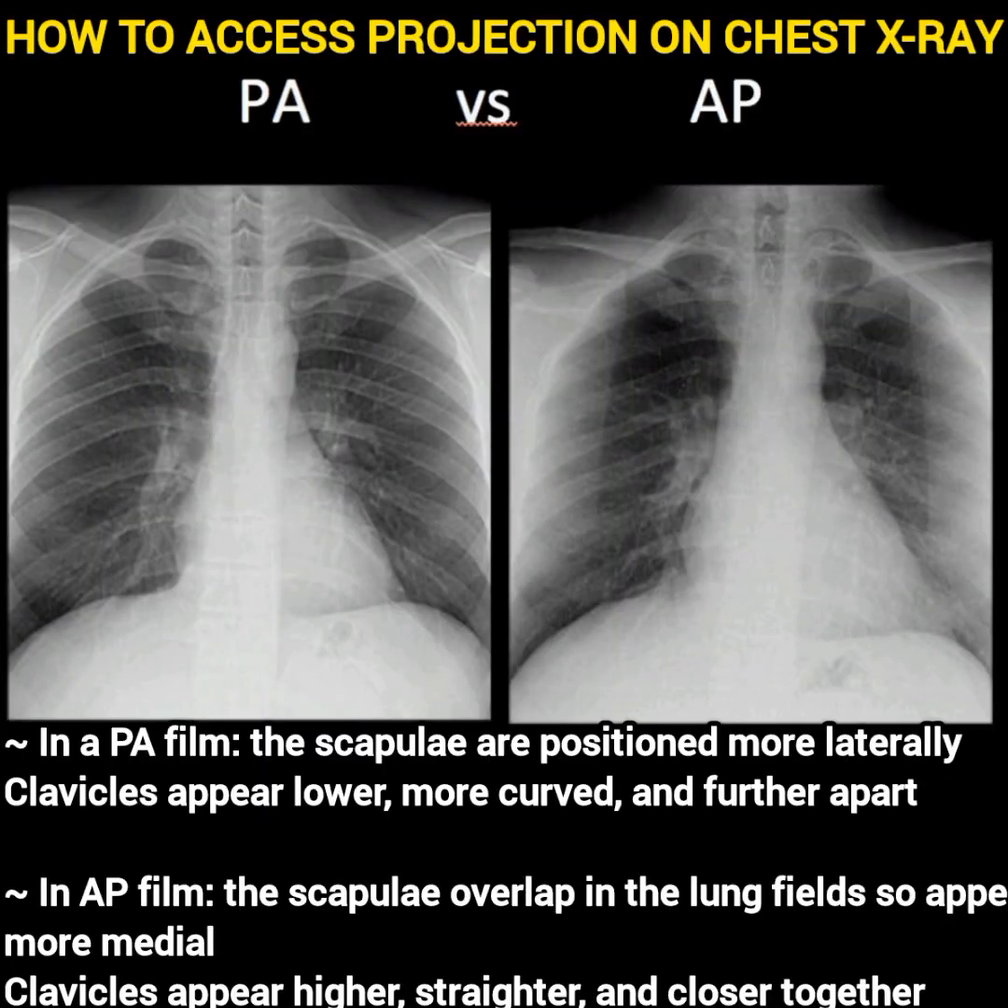In a PA film, the scapulae are positioned more lateral and the clavicles appear lower, more curved and further apart. In an AP film, the scapulae overlap the lung fields, so appear more medial. The clavicles appear higher, straighter and closer together.